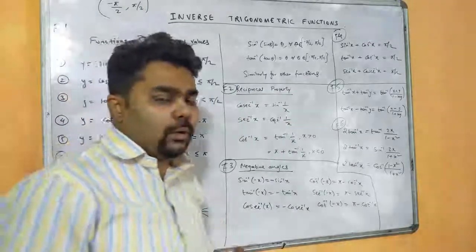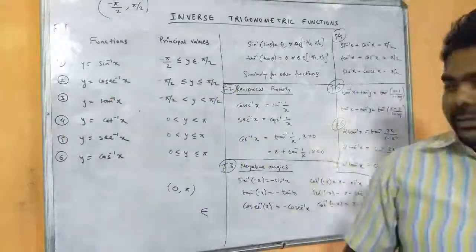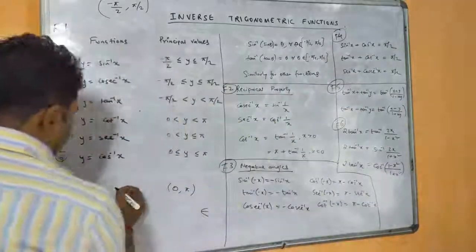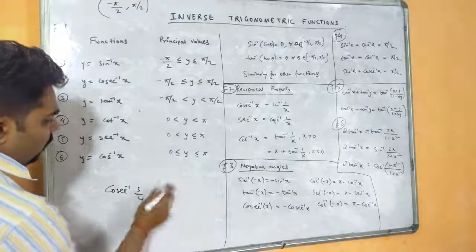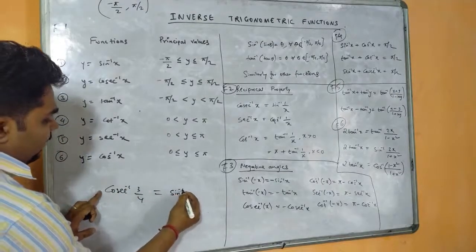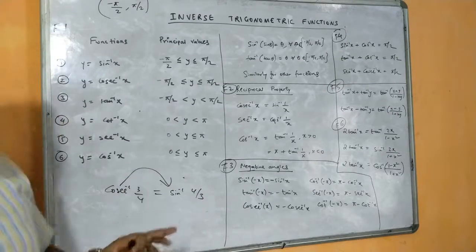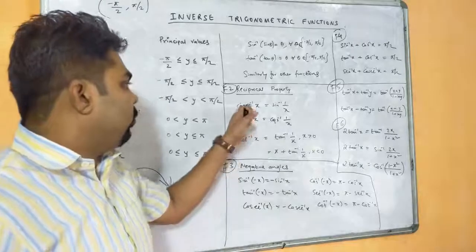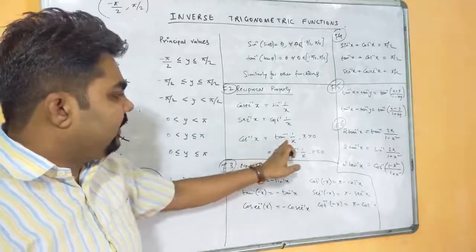So what is a reciprocal property? Here you see cosec inverse x can be written as sine inverse 1 by x. For example, if I say cosec inverse 3 by 4, this one can be written as sine inverse 4 by 3, right? This property is called the reciprocal property. That means cosec inverse goes with sine, sec goes with cos and cot goes with tan.